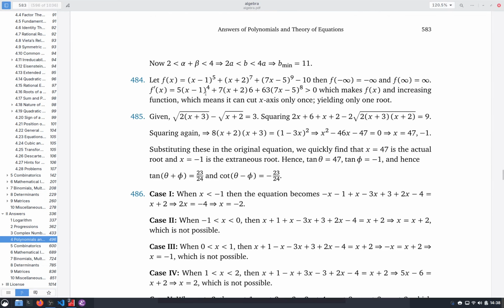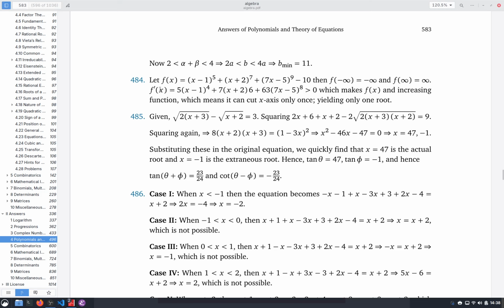So the given equation is (x - 1)^5 (x + 2)^7 (7x - 5)^9 - 10. If you look at this equation, then f(-∞) is -∞. The reason is that this x to the power 9, when you evaluate this, will dominate the entire expression. And similarly, f(∞) will be ∞.